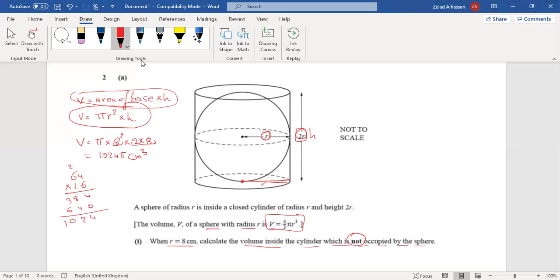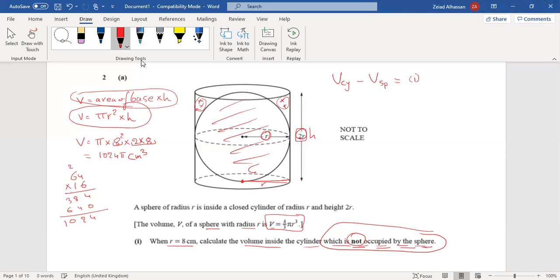But what do I need in the question? Not occupied by the sphere. Technically, this means there is a volume for the sphere inside the cylinder, and some parts are not occupied, empty space. Logically, we calculate the outer part, so the volume of the cylinder minus the volume of the sphere gives me part i of question A.